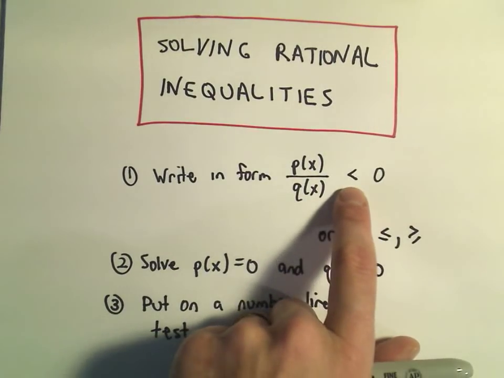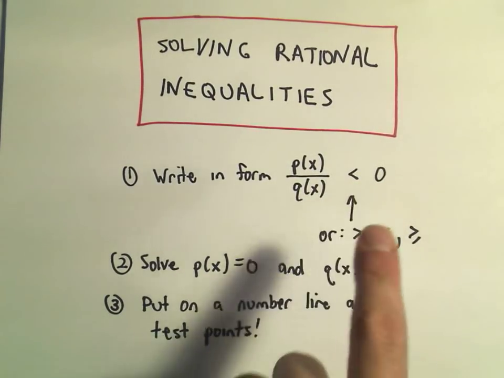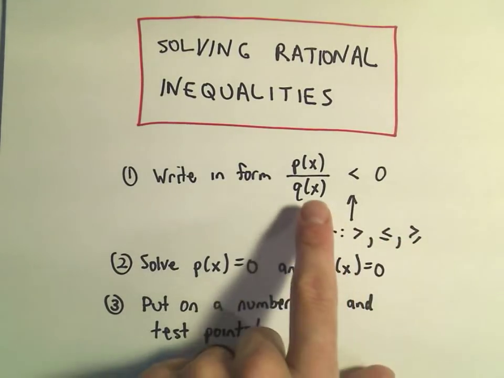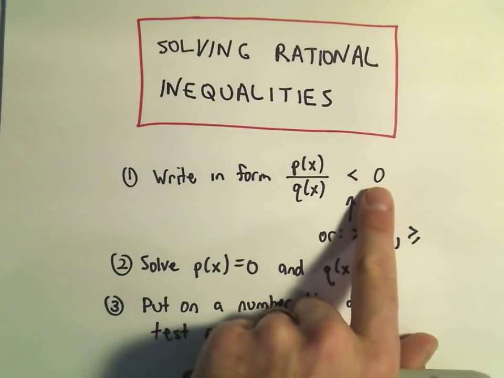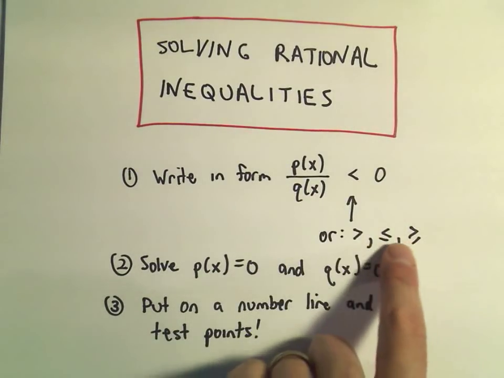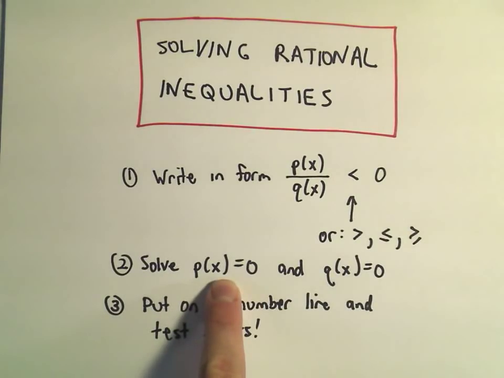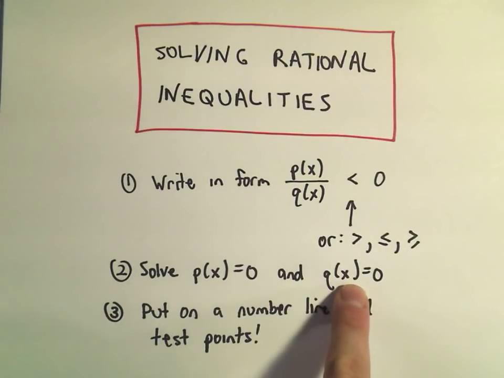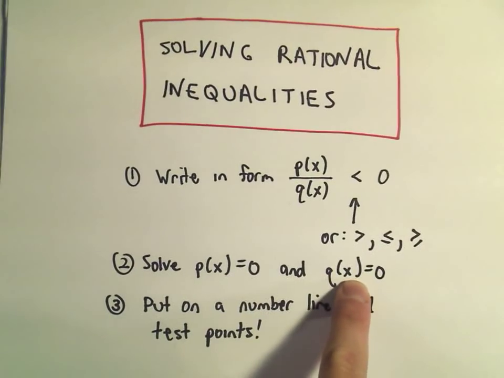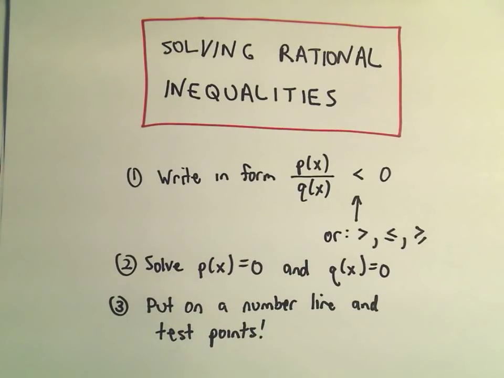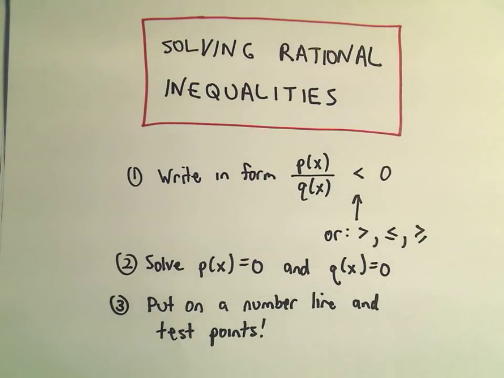We want that to be less than 0, or it can be greater than 0, less than or equal to, or greater than or equal to. All I'm trying to say is, make one side a fraction, make the other side 0, whatever the type of inequality is. At this point we set the numerator equal to 0 and solve that. We set the denominator equal to 0 and solve that. We take all of those numbers and put them on a number line, and then we have to test points, very much just like when we do a quadratic inequality. Exact same ideas, basically.